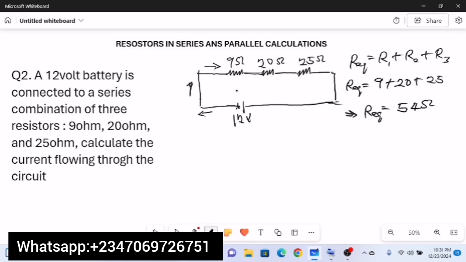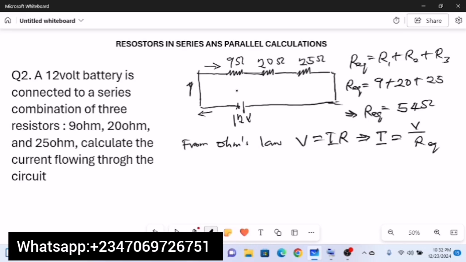Now, having found the equivalent resistance, the question is asking us to find the current that flows through the circuit. Now, to do this, you simply employ Ohm's law. From Ohm's law, you have that V, which is the voltage, is equal to the product of current times resistance. So V is equal to IR. So from here, if I make current the subject of the formula, I'm going to have potential difference V all over resistance, where this resistance is simply my equivalent resistance.